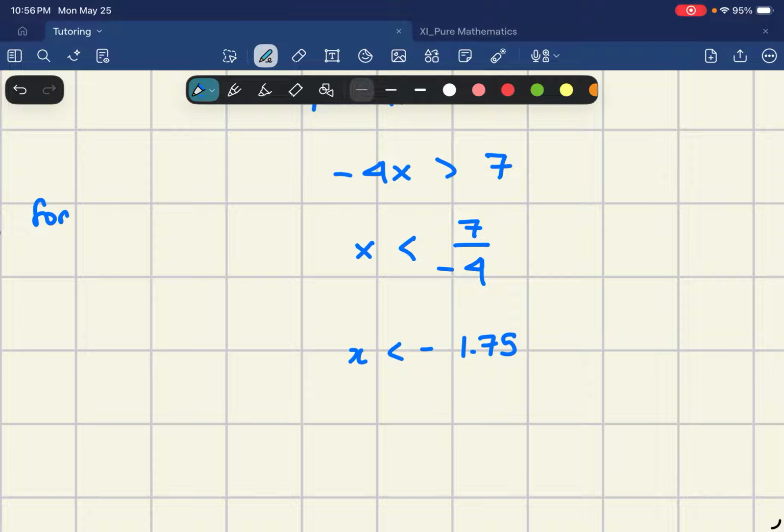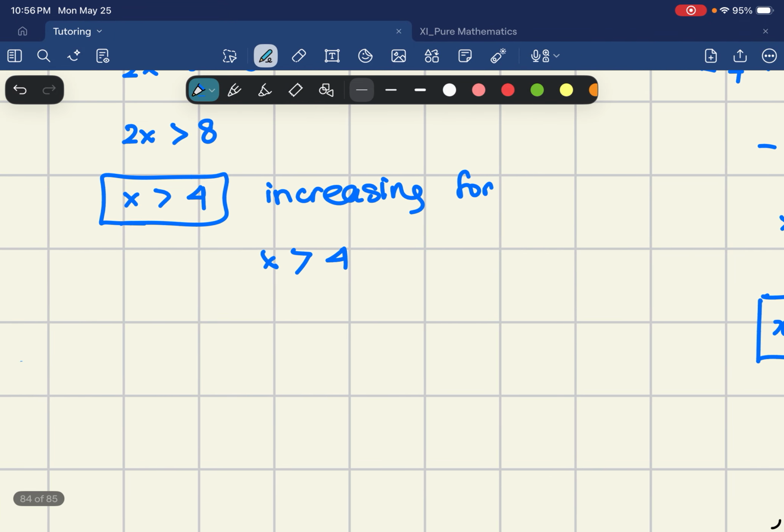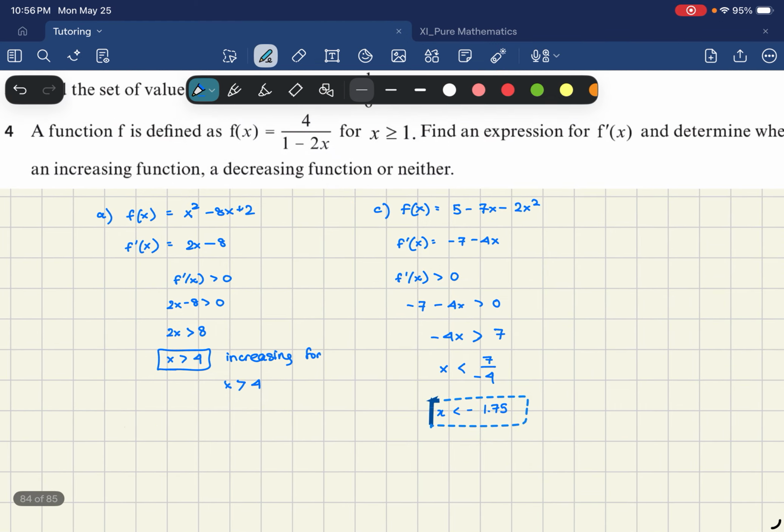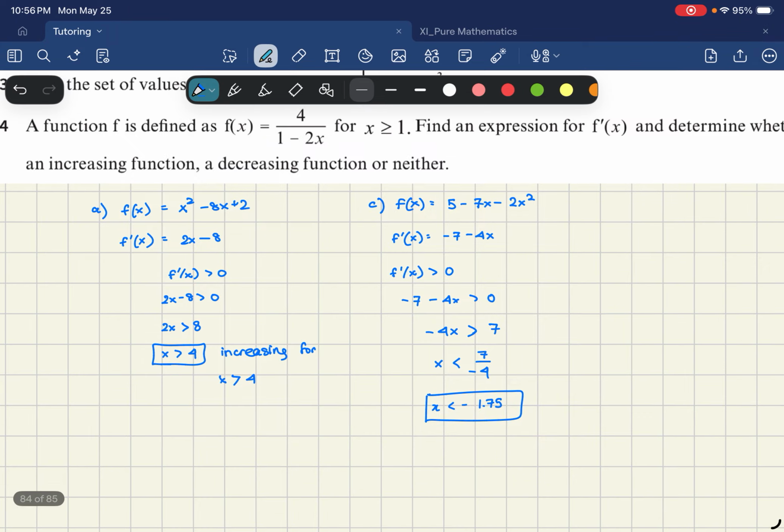Yeah, negative 1.75. So you have to change the direction of your inequality if you divide by a negative number. If you divide by a positive, there is no need. If you divide by a negative number, you need to change the direction of your inequality. So overall, your final answer is going to be this. And I have already made videos about solving inequalities, so I encourage you to check them out.